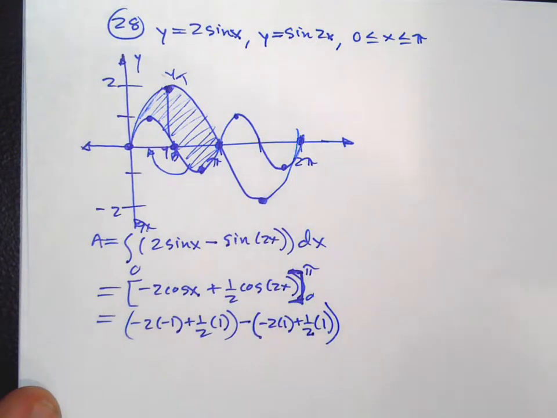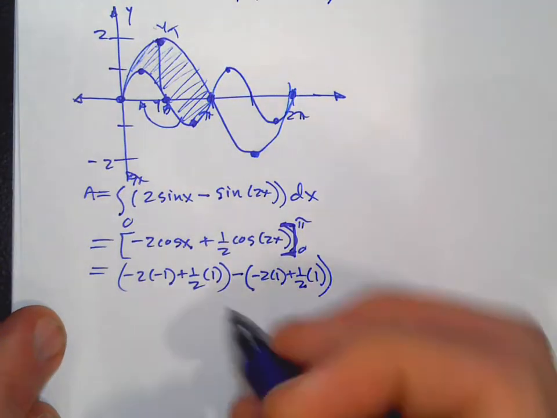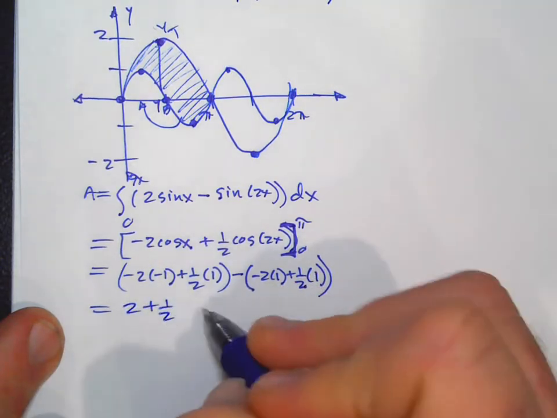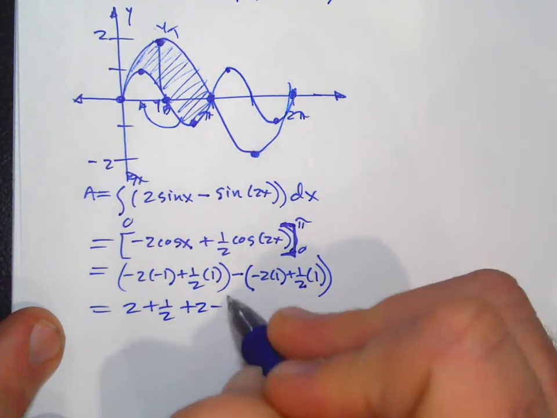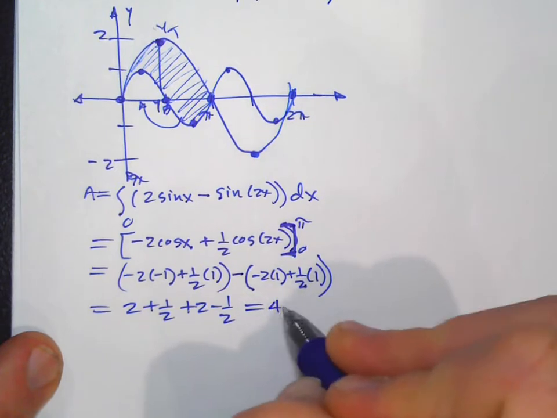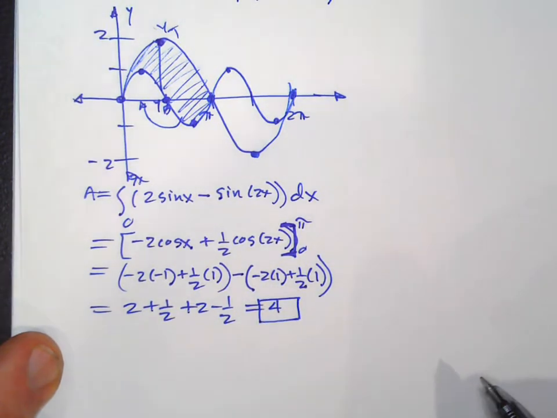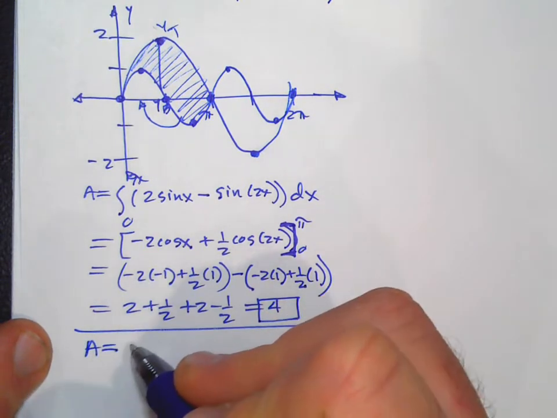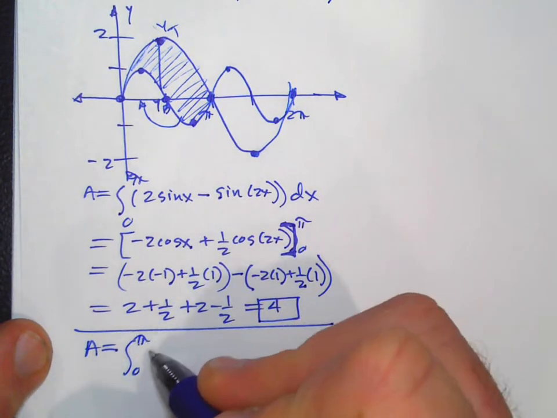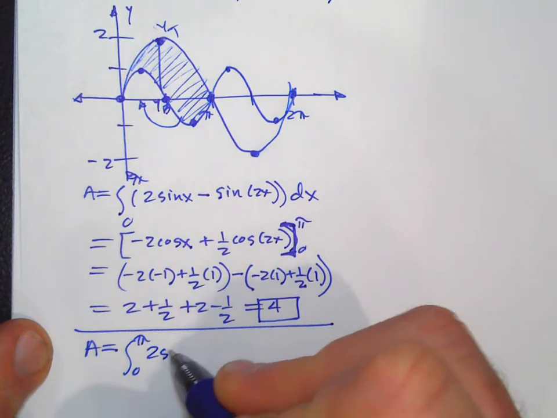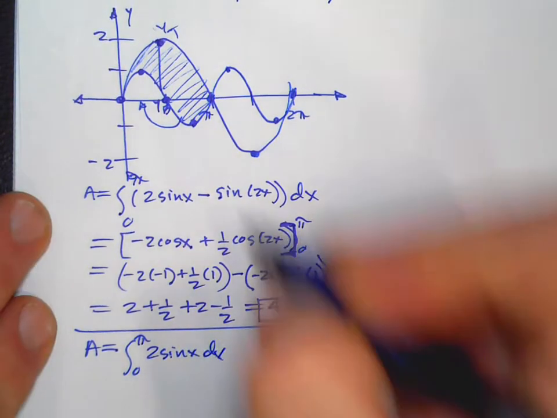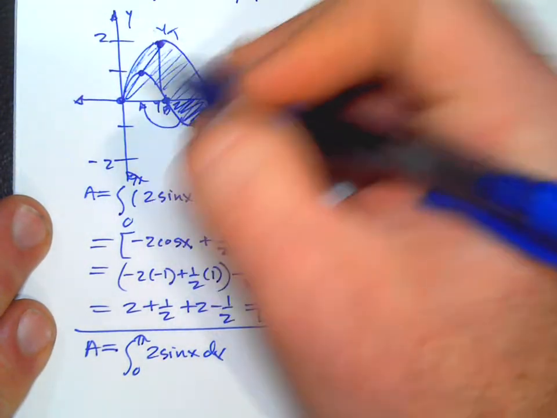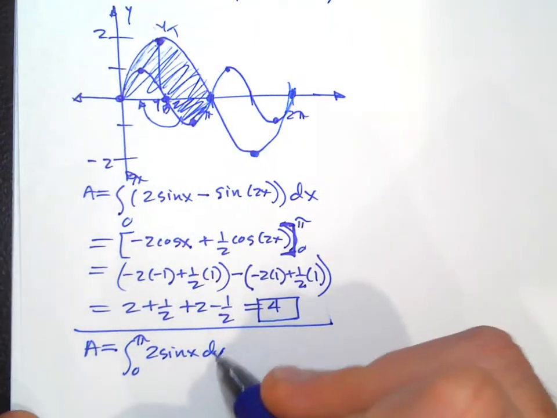So just because a lot of times we plug in 0, we get zeros, it's not always true. So we have +2 plus 1/2 plus 2 minus 1/2. And so the answer is 4. Now, the clever way of doing it is you say, oh, let's just do 0 to pi of 2 sine x, because this little dip fills in that, and really now it's just the area under that single curve. Let's see if we get the same thing.